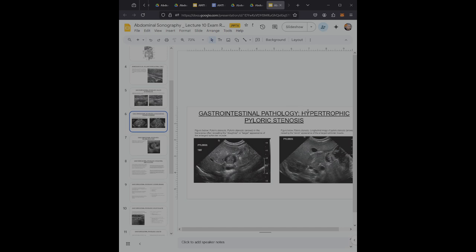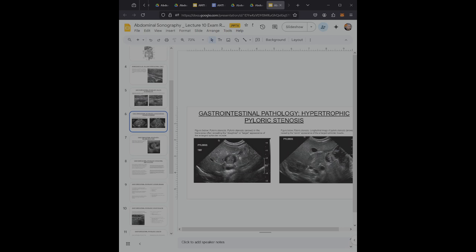Next, we can look at hypertrophic pyloric stenosis. The pylorus is the distal region of the stomach. The pyloric channel is located at the distal portion of the pylorus between the stomach and the proximal duodenal bulb. In this region, we have a group of muscles known as the pyloric sphincter, and these control emptying and prevent undigested food from refluxing back from the duodenum into the stomach.